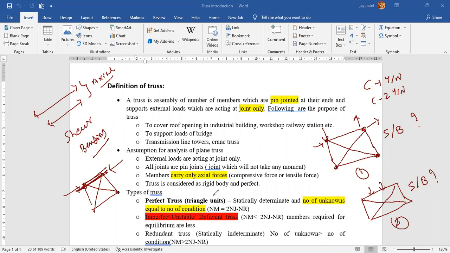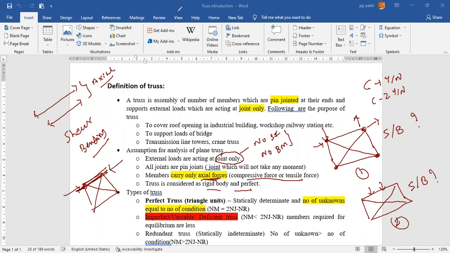So we are assuming that here all loads are acting on joints only. Due to application of load on joints, there is no shear force and no bending moment in your member. Neither shear force nor bending moment will come, but your member can carry only an axial force, compressive or tensile. The nature of axial force may be compressive or tensile, so no shear force and no bending. But keep in mind that truss is considered as a rigid body and perfect. Is it clear or not, please confirm?